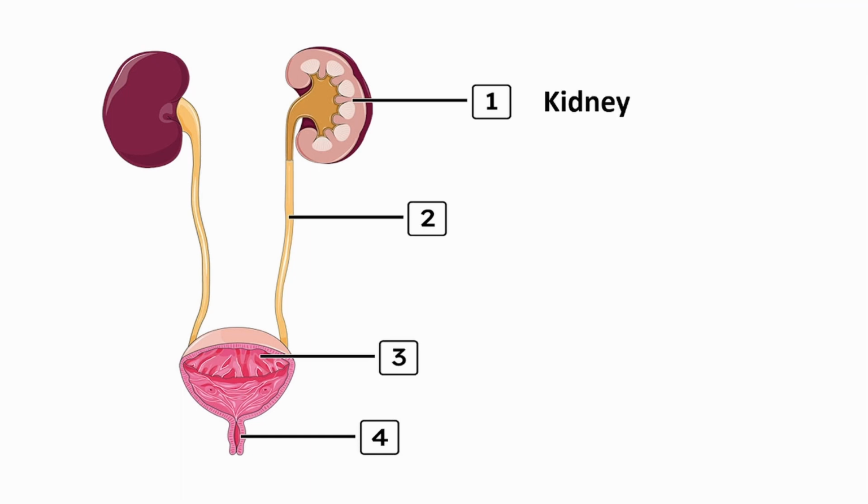Number 1. Kidney is the organ that filters blood and removes wastes, fluids, and electrolytes. Number 2. Ureter is a tube that carries urine from the kidney to the urinary bladder.